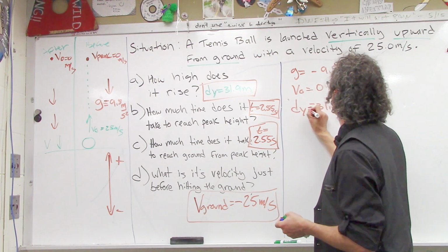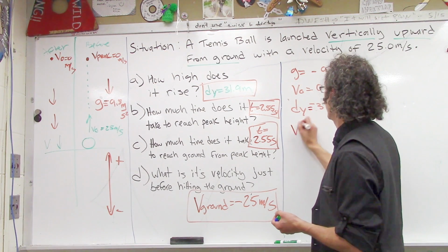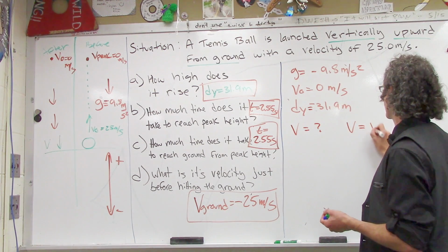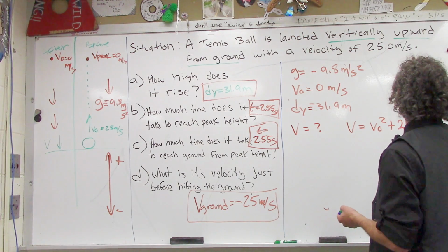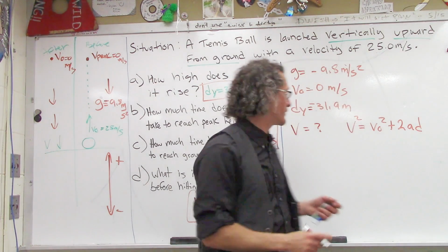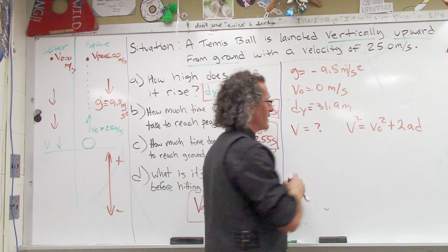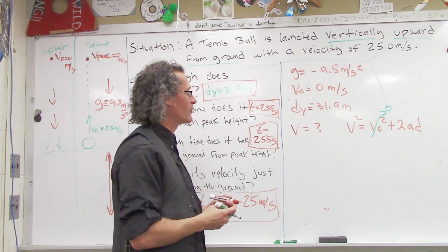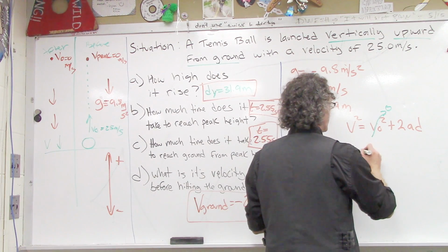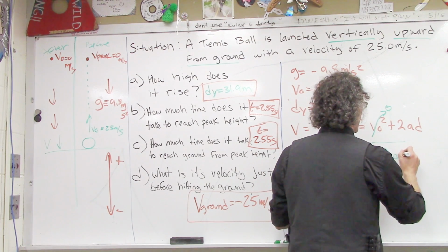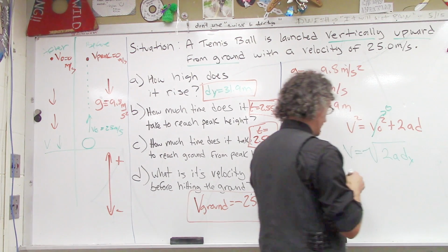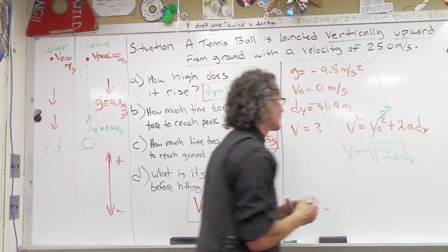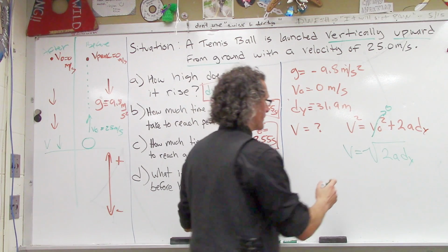All right, so let's find the equation that gives us V, and guess what? It's this guy. V squared equals V naught squared plus 2ad. And to simplify, V naught is 0. And what I have here is that V equals the square root of 2ad, and it's really dy because it's the vertical direction. No, not x, y. There we go.